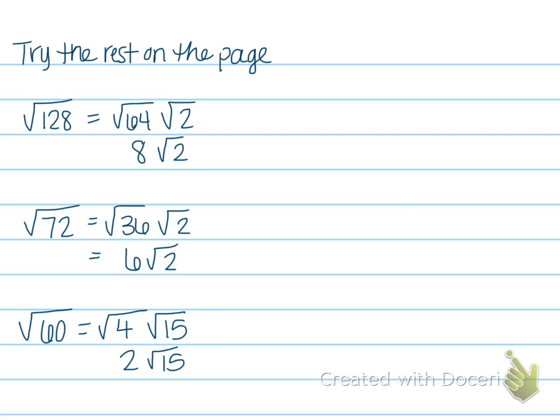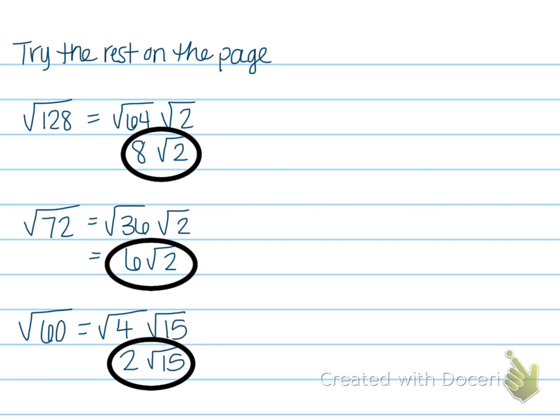Your final answers are on the screen, and they are circled for those last 3 problems. If you got it wrong, did you check your answer? If you did check, you should have noticed that your decimals were not the same. Next, we're going to move on to cube roots. These are going to be very similar to square roots.